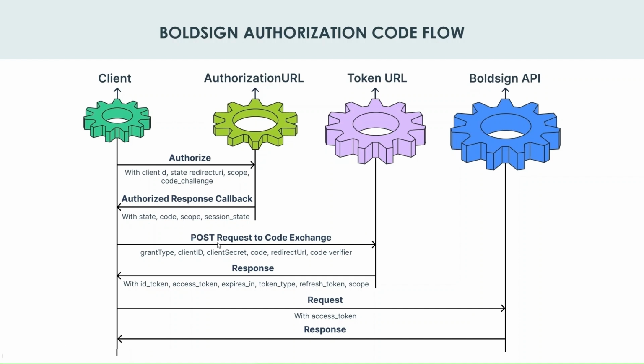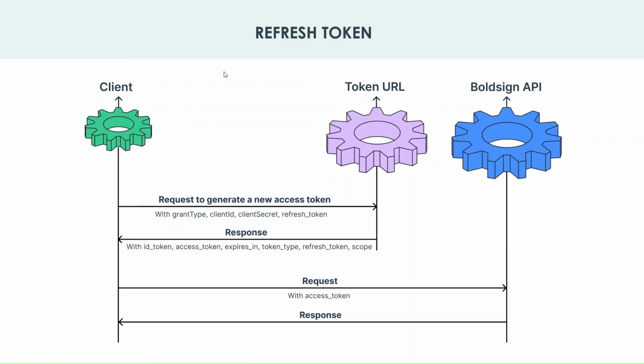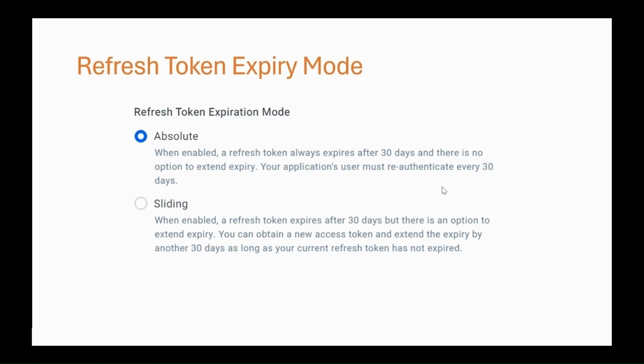Next, exchange the authorization code for access tokens by making a POST request to the token URL. This will return the access token, refresh token, expiry time, and scope. Once you have the access token, you can make BoldSign API calls. If the access token expires, you can use the refresh token to get a new one by providing client credentials to the authorization server.